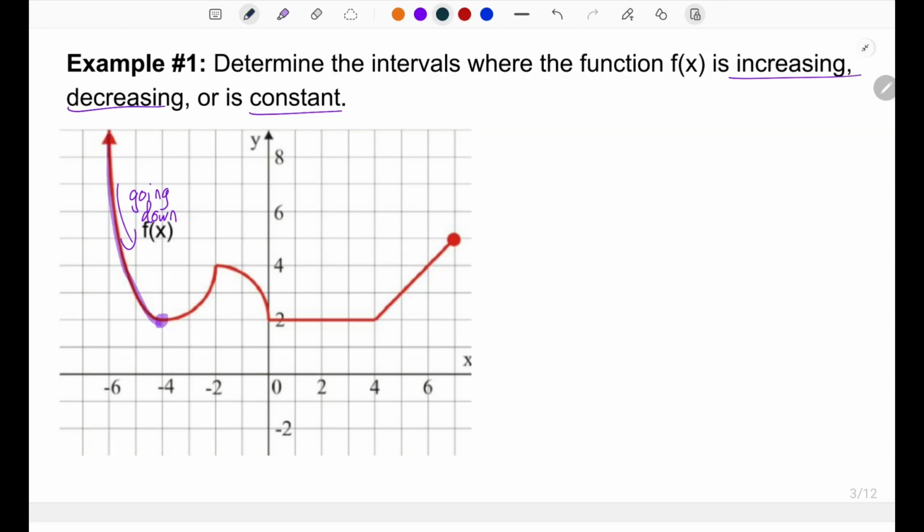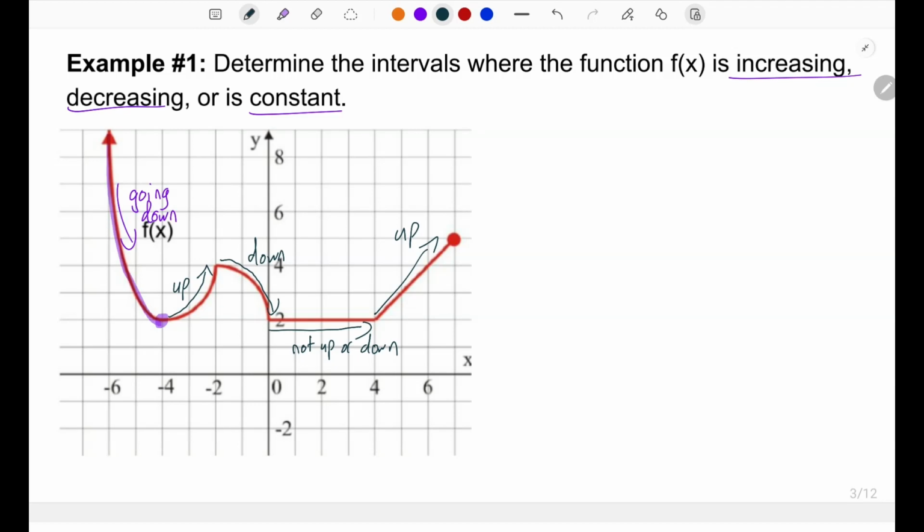And continuing along, we're going up and then going down. For this next part, you're going straight across, so you're not going up or down. And that's what we just call constant. And the last part, we're going upwards.